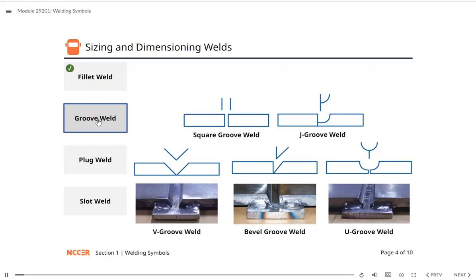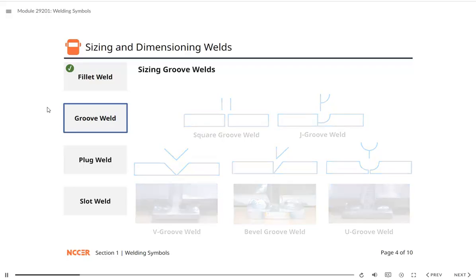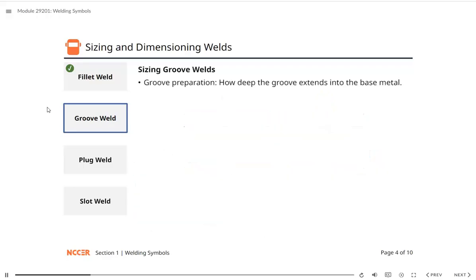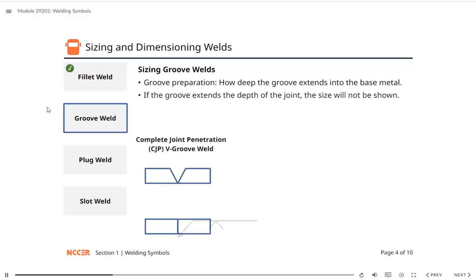Groove welds are made in the groove between 2 pieces of beveled metal. There are several factors to consider when sizing all types of groove welds. Groove preparation refers to how deep the groove extends into the base metal. If the weld extends all the way through the joint, there is no need to show a preparation size.